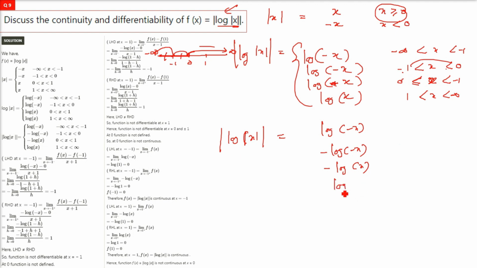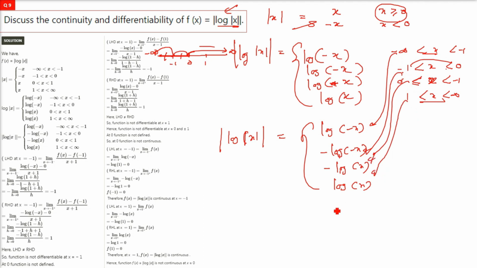But for -1 to 0 and 0 to 1, I am placing a negative in front of it. These middle two intervals, negative 1 to 0 and 0 to 1, are where I have to put a negative sign. Got this? These are the 4 intervals we talked about. If you understood this well, the question is easy like a cake.